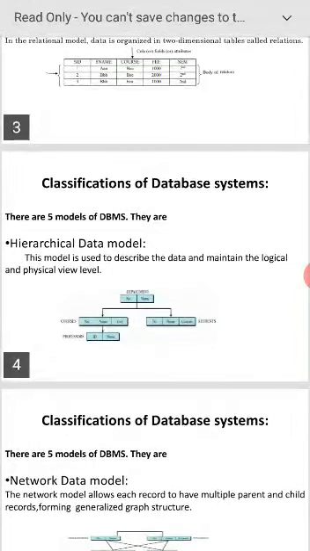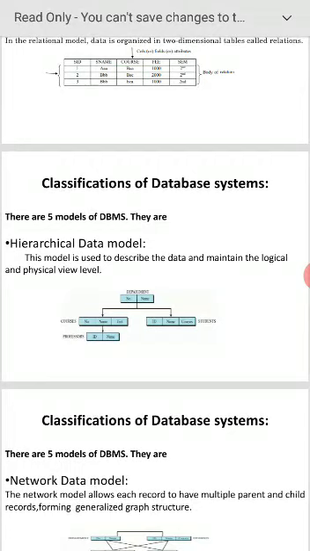Next, we'll pass on to the second one, the hierarchical model. This model is used to describe the data and maintain the logical and physical view level. In this hierarchical model, the data is organized into a structure. This is what we call a tree structure diagram. Tree means what? A one-to-many relationship.